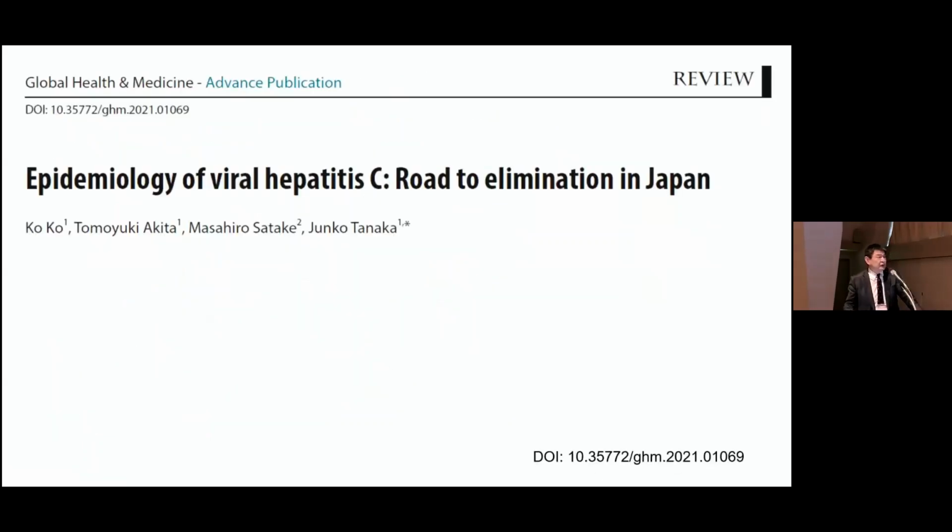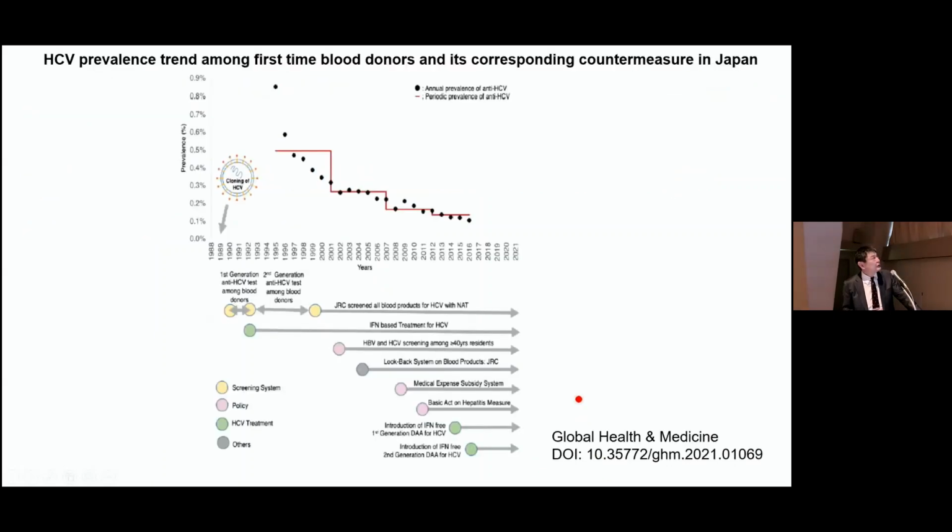So today I'd like to introduce the current status here in Japan. This is Professor Tanaka, Hiroshima University, who published this achievement. Since the discovery of HCV in the late 1980s, the positivity among first-time blood donors has been decreasing. And mainly, I think this is due to safer syringes and safer blood donations.